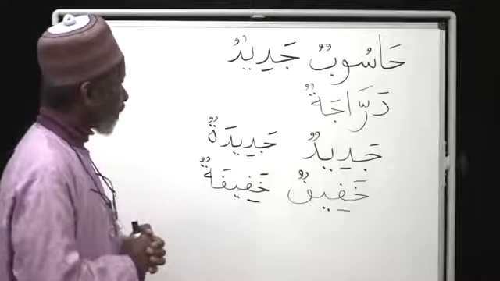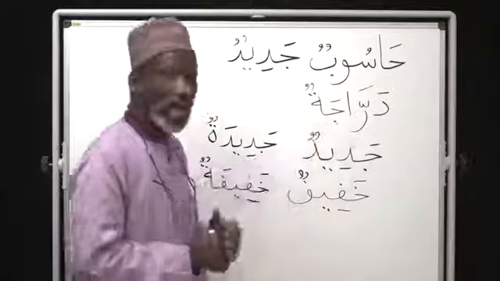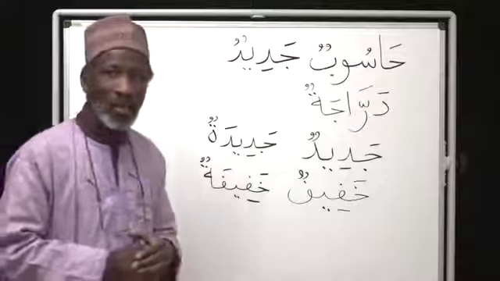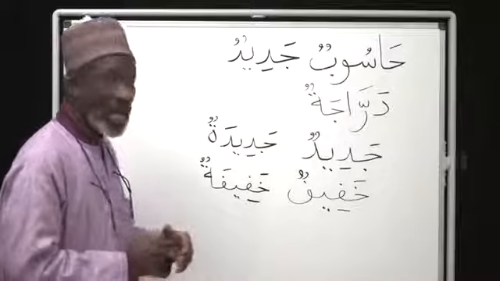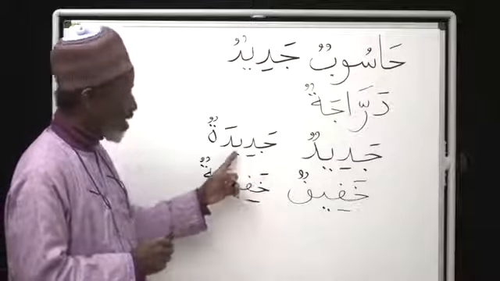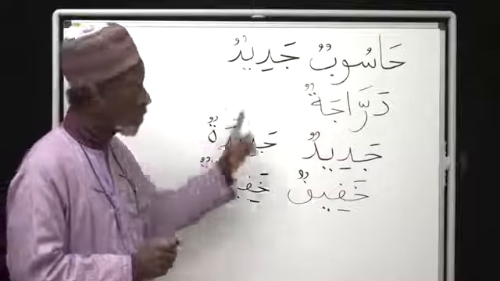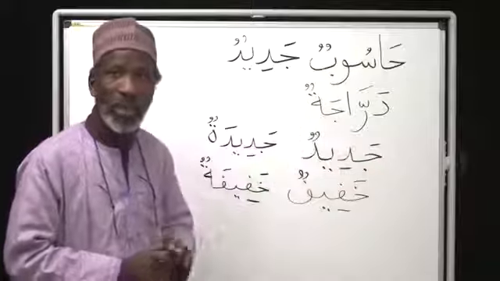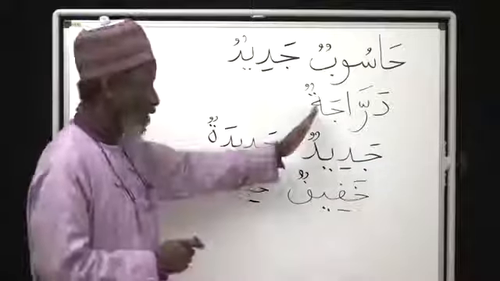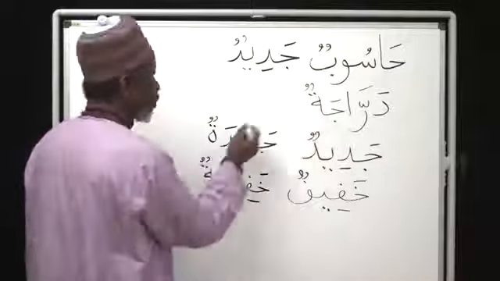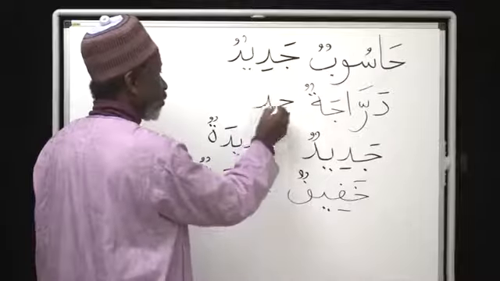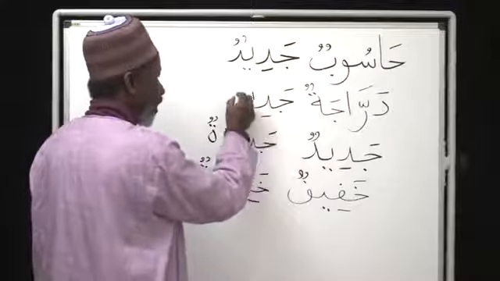Now, what about darajatun? I want to say a new bike. What do you do? Here you have to choose the feminine version of new to match the noun that you are describing. So darajatun, you choose this one, jadidatun.